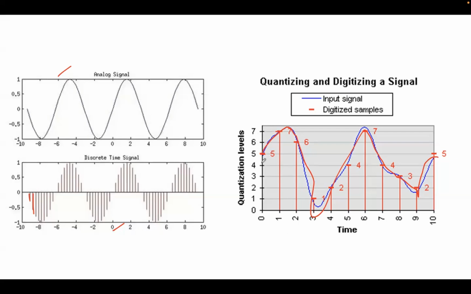So, as I told you, if you get any rounded off values, say the height of the signal is in between 5 and 6, say 5.4, then it will be rounded off to 5 only. So you can see there are no decimal values after quantization.